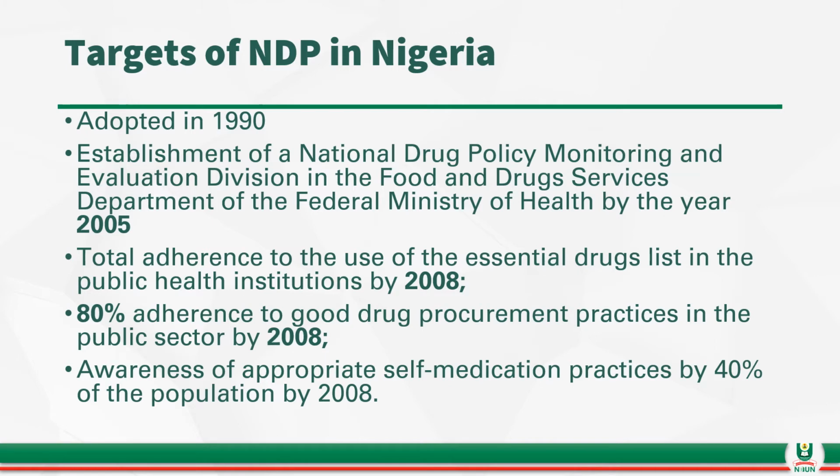Also, there should be total adherence to the use of essential drug list in the public health institutions by 2008. 80% adherence to good drug procurement practices in the public sector by 2008, as well as awareness of appropriate self-medication practices by 40% of the population by 2008. How far have we gone with all this?